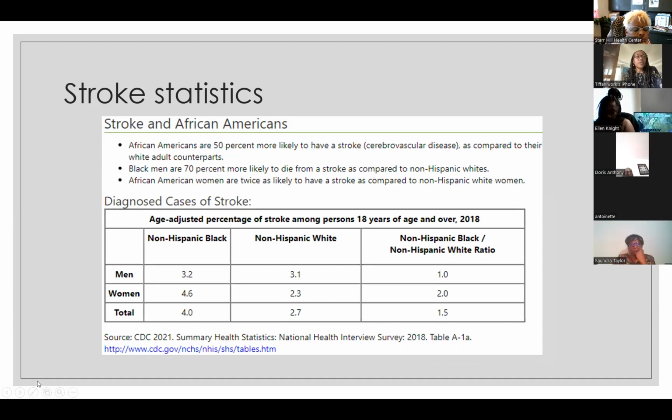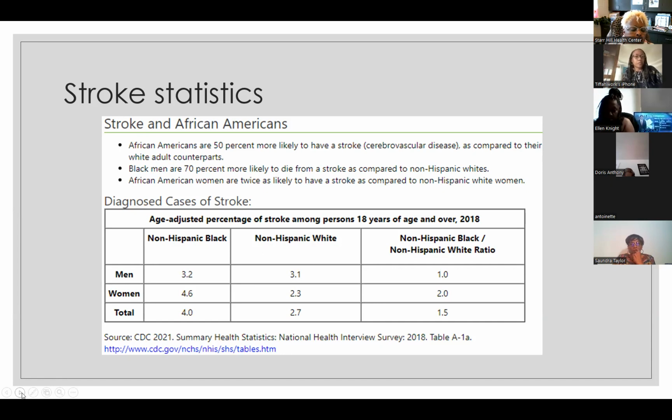For us specifically, it's important because we're 50% more likely as Black Americans to have a stroke compared to our white counterparts. And Black women in particular, twice as likely to have a stroke compared to white women in this country. So that's pretty upsetting to me, especially if this is something that we can work on.